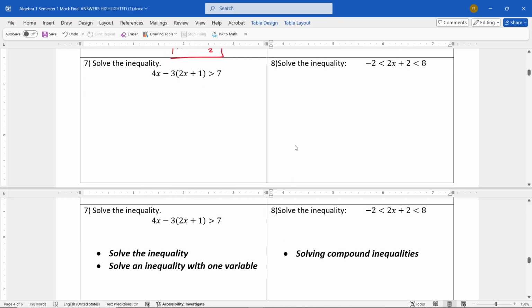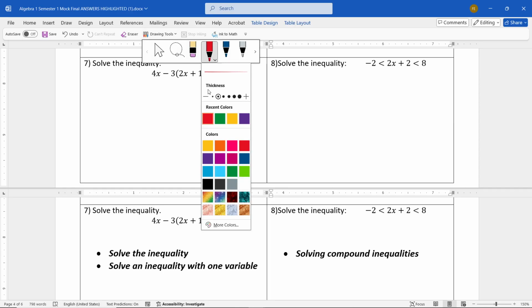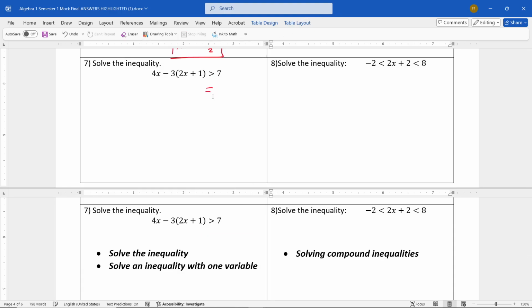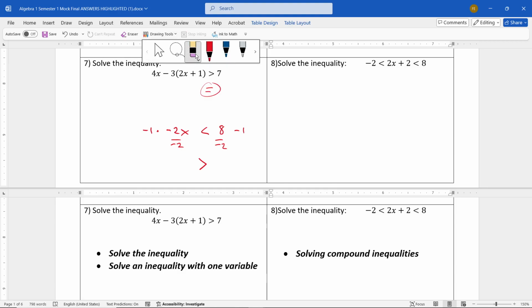Number 7, solve the inequality. So first, solving these is just like solving a regular equation with an equal sign. Nothing's different except for one thing. At the end, if you end up with, let's say, negative 2x is less than 8, if you divide by a negative in an inequality, then that's the time to remember you must reverse the inequality. And same thing if you multiply both sides of an inequality by a negative, you also reverse the sign. Otherwise, the sign stays the same direction, and you just solve as if it was a regular equation. All right, let me clear this out and then do this problem.